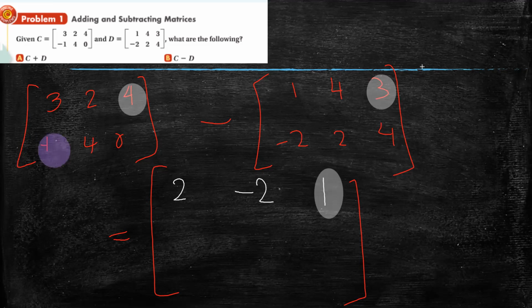Negative 1 minus negative 2. Be careful of the signs. Negative 1 minus negative 2. That means negative 1 plus 2, which is 1.